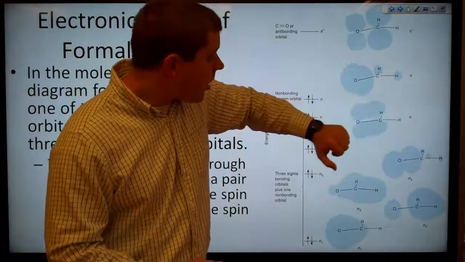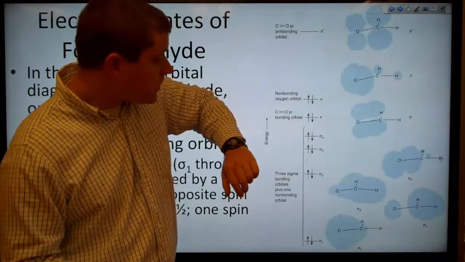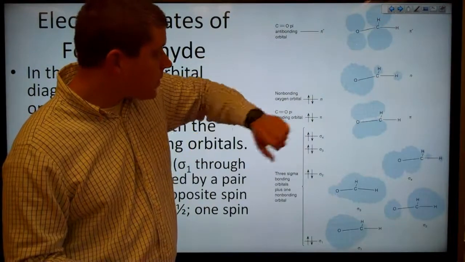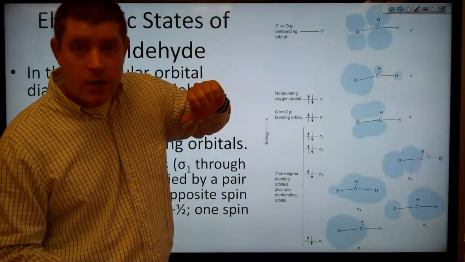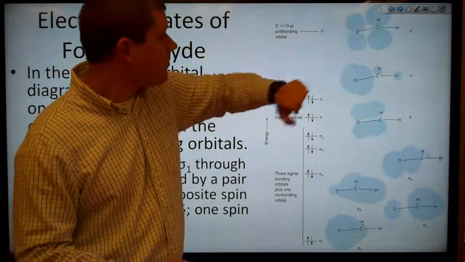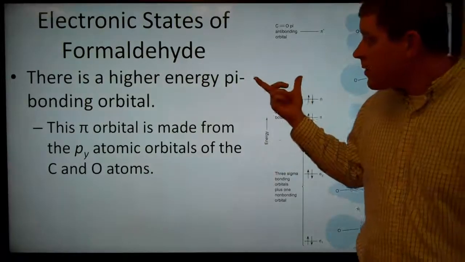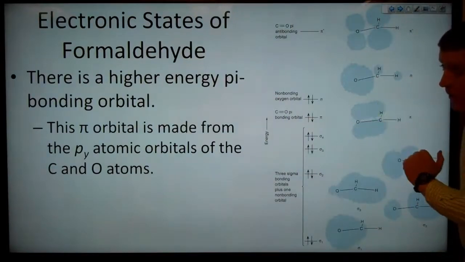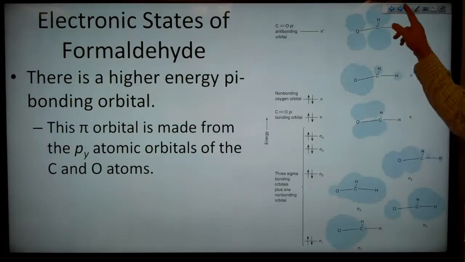Going up from there, we have our pi orbital here. So this is the double bond between carbon and oxygen. Then we have N, this is the non-bonding oxygen orbital. So this one and this one are where we have the oxygen lone pairs. And then up here we have that carbon-oxygen pi anti-bonding orbital. So there is a higher energy pi bonding orbital here, and this pi orbital is made from the p sub y atomic orbitals on the carbon and oxygen atoms.